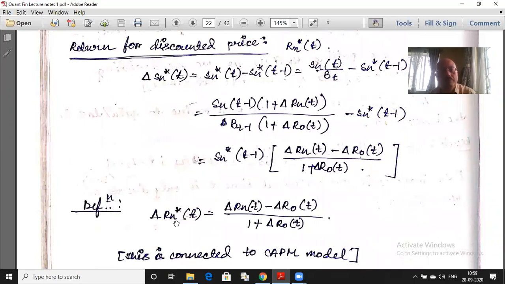So I can maintain the convention of delta Rn star here, or just simply write Rn star. It won't matter because Rn star is reserved. That is given by this quantity. So if you look at it initially, it might sound a bit confusing, but what it is doing is the following. Think of this as an excess premium for a stock. The numerator is simply the excess premium, risk premium. If I put money in the bank, this is what I will get.